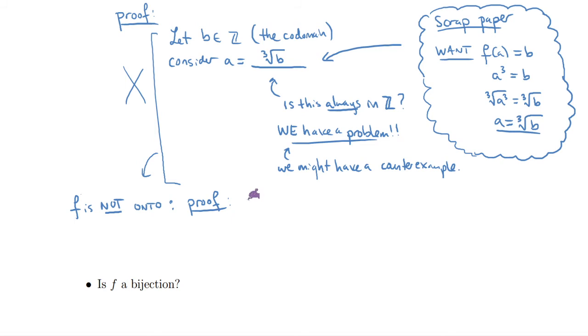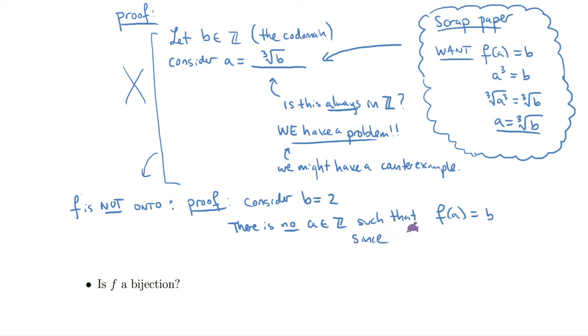So now we're trying this alternative proof. You can consider any B that you want. If B was equal to 2, then A would need to be A equals cube root of 2, which is not in the integers, right? Maybe, let me think of a better way to write that. Consider B equals 2. There is no A in the integers such that f of a is equal to this b here, f of a equals 2.